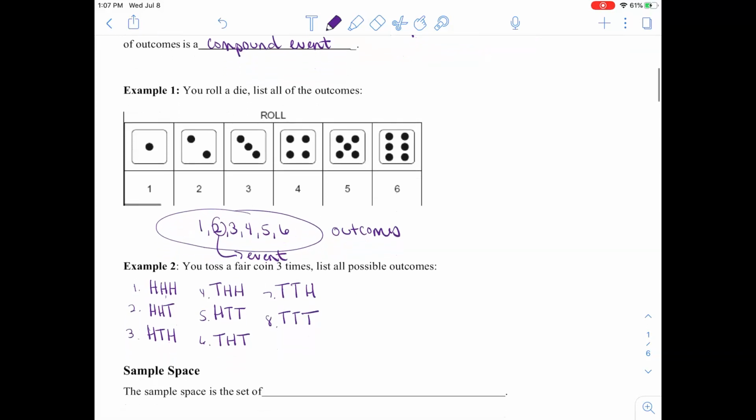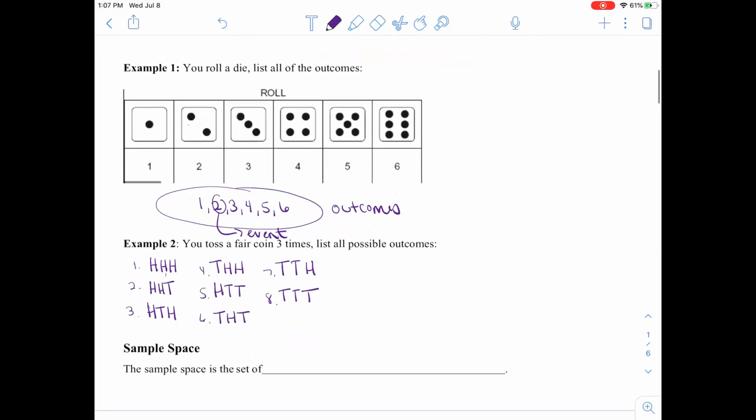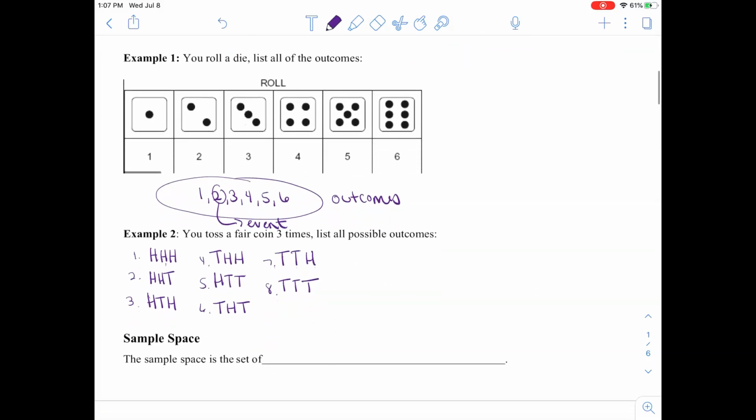So we're going to get into probability soon enough, but right now we're just focusing on listing the outcomes. So the sample space is also known as the set of all possible outcomes. So I could refer to what we just found in example 3 as a sample space, or I could say all possible outcomes.